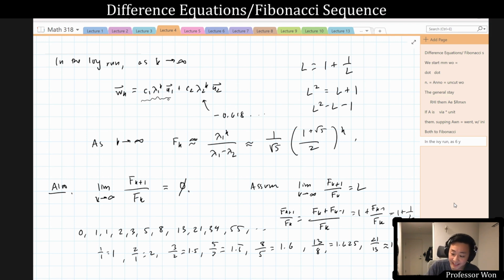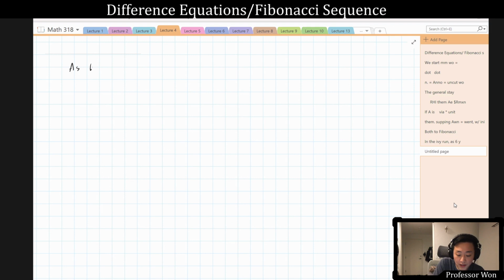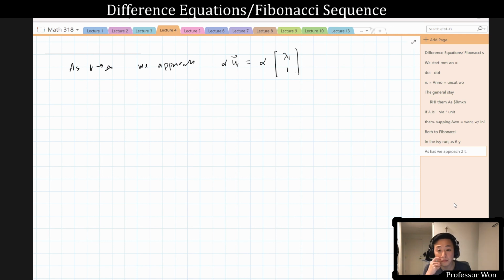The first eigenvector, let me add a page. So as k tends to infinity, we approach some multiple, some alpha times the first eigenvector. Forget what alpha is for a second. So this is alpha times lambda 1 comma 1. What does this say? Well, this is supposed to be given by f_{k+1} over f_k. So what this is saying is that the next term in the sequence should be roughly lambda 1 times the previous term in the sequence. In other words, they should be going up by a ratio of roughly lambda 1, which is the golden ratio.